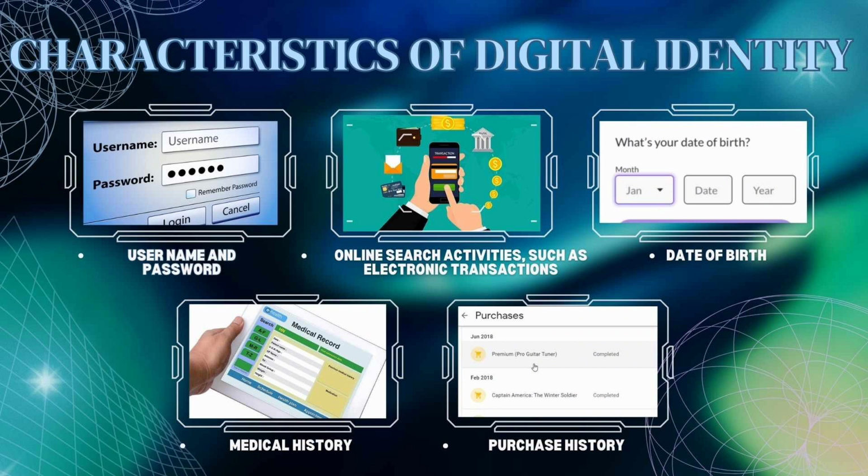Now let's talk about the characteristics of digital identity. Digital identity is composed of data characteristics or attributes such as username and password, online search activities such as electronic transactions, date of birth, medical history, and purchase history. Now let's break down each of these data characteristics or attributes in connection to digital identity.